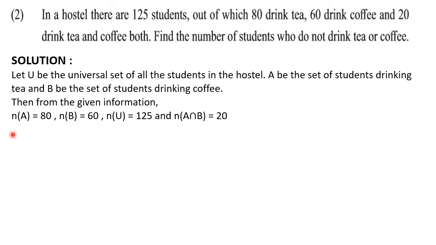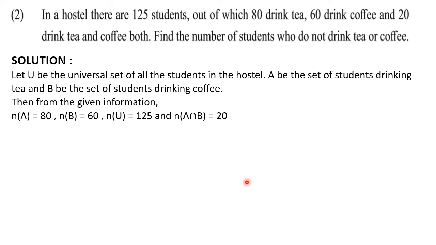Now see, we know n of A, we know n of B, we know n of A intersection B. So by using the formula, we can find out n of A union B. That means the number of students who drink tea or coffee. Okay. But what we have to find out is the number of students who do not drink tea or coffee. So whatever value we get for n of A union B, if we subtract it from the total students, then we will get the students who do not drink tea or coffee.